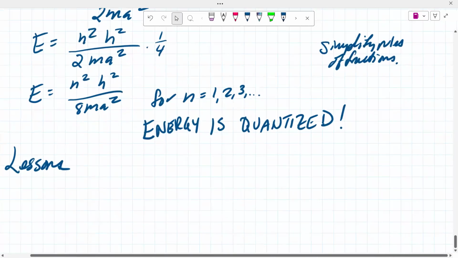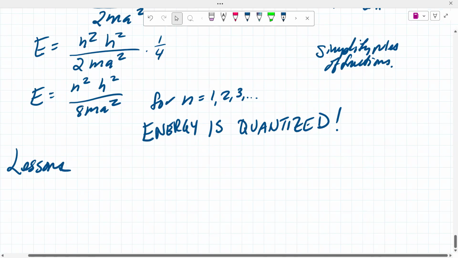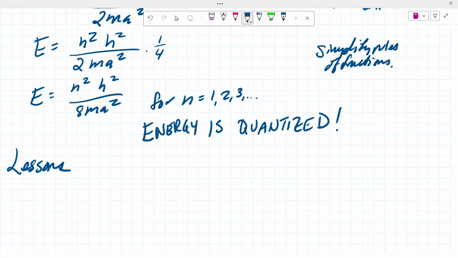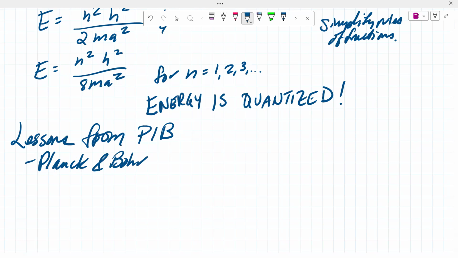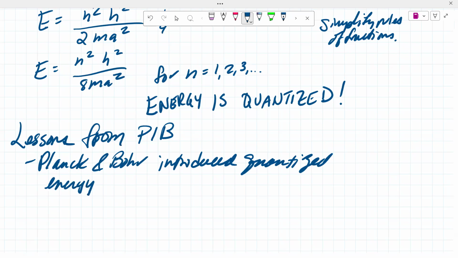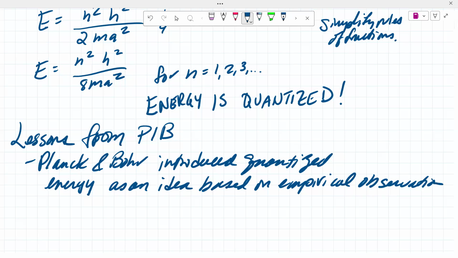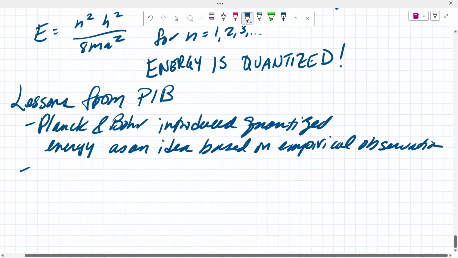The cool thing about this is the particle in a box is not an overly complicated system. Some of the other things one could solve for are going to be pretty complicated, but this is a pretty simple system. Lessons from the particle in a box: Planck and Bohr introduced quantized energy as an idea based on empirical observation. But from the particle in a box, quantization comes out of the solution.